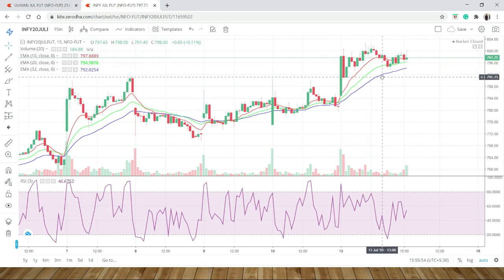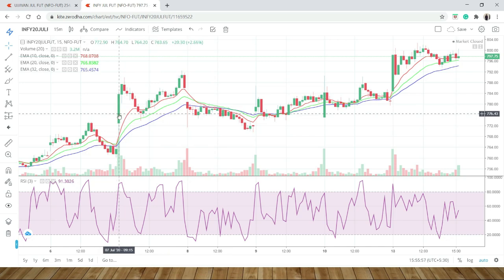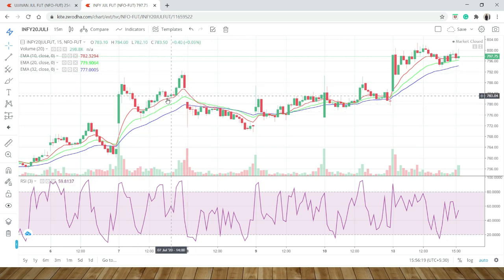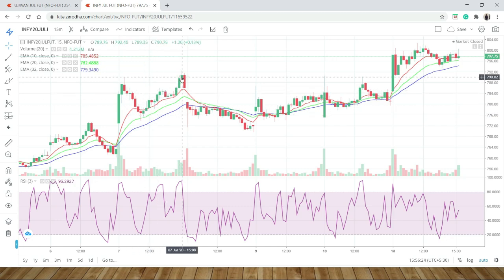You can see at other places, like let's say this day, 7 July 9:15, the closing is around 762 and it opened around 772, meaning about 1% gap up, and then after that some retracement is there. At this retracement you can see the RSI is about 20.7. Then I took the buy trade from this level, 773, and the high is 790, meaning we have around 17 points profit in this trade.